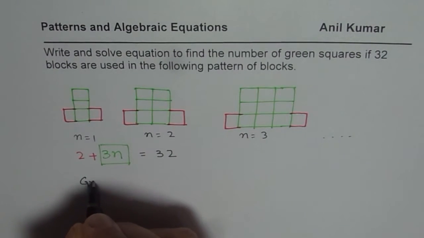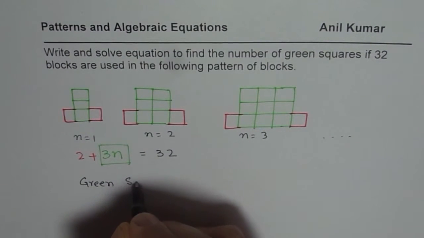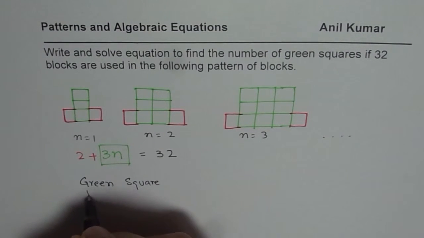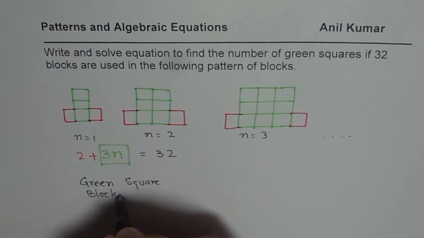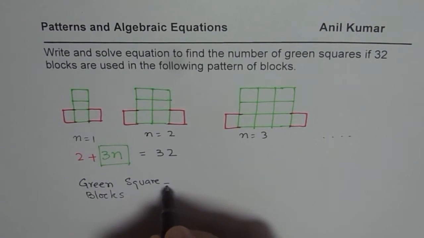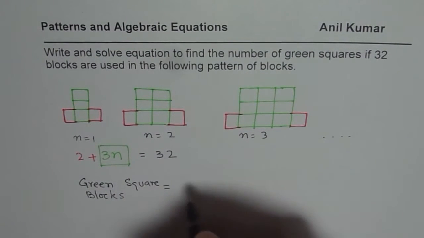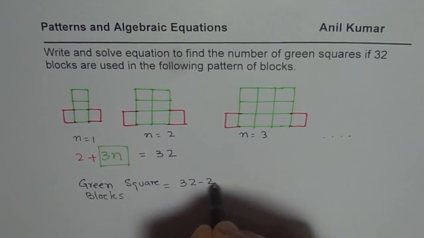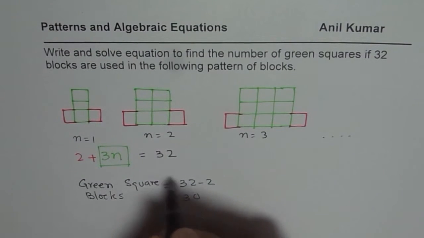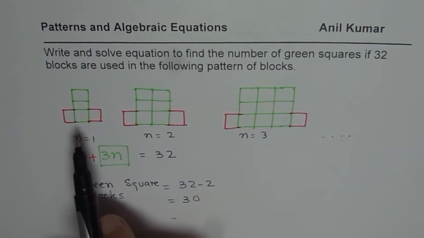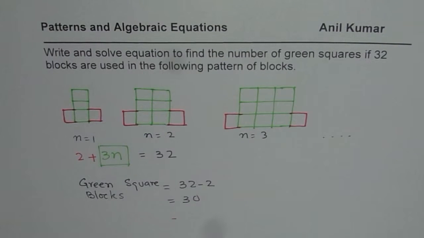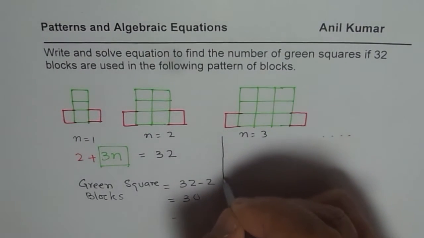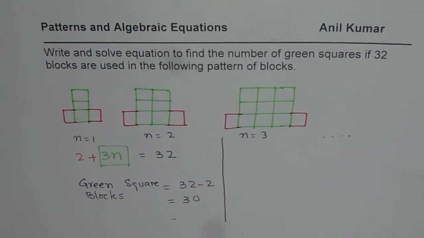So the green square blocks will be how much? Well, the green square blocks will be 2 less than 32. So 32 minus 2, so it is 30. So 2 less than 32, since there are 2 red blocks in each. So that is a way to solve such kind of questions very easily. Do you see that? So this is an extremely efficient method of solving.